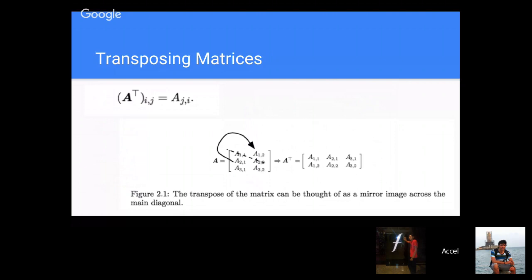So this doesn't just apply to matrices, of course. Vectors can be thought of as matrices that contain only one column. So a transpose of a vector is a matrix with just one row, right? And then a scalar can be thought of as a matrix with just a single entry. So a transpose of a scalar is just itself. So I think that's pretty straightforward, unless anyone has any questions or comments. No? Okay, we'll move on.